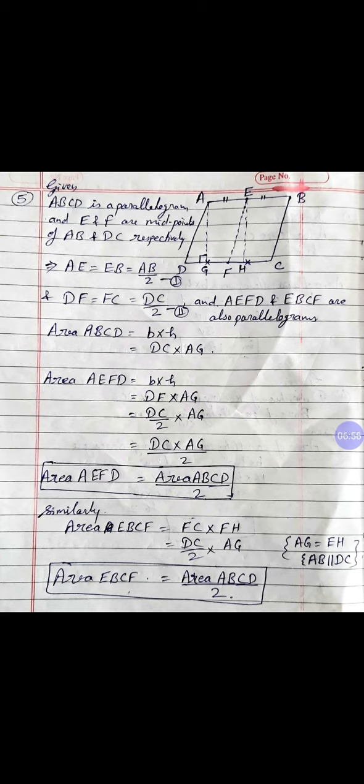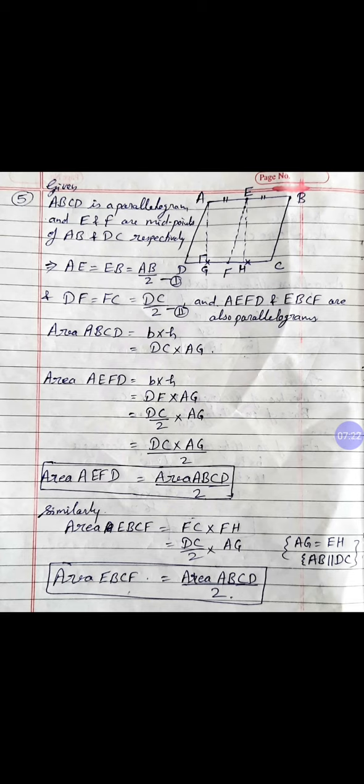Now the area of ABCD will be B into H. Base is here, we have taken base as DC, and height will be AG, perpendicular AG. Okay, now let's take the area of AEFD. So base into height, so for AEFD, the base will be DF, and height will be AG. No problem, same thing will happen here.